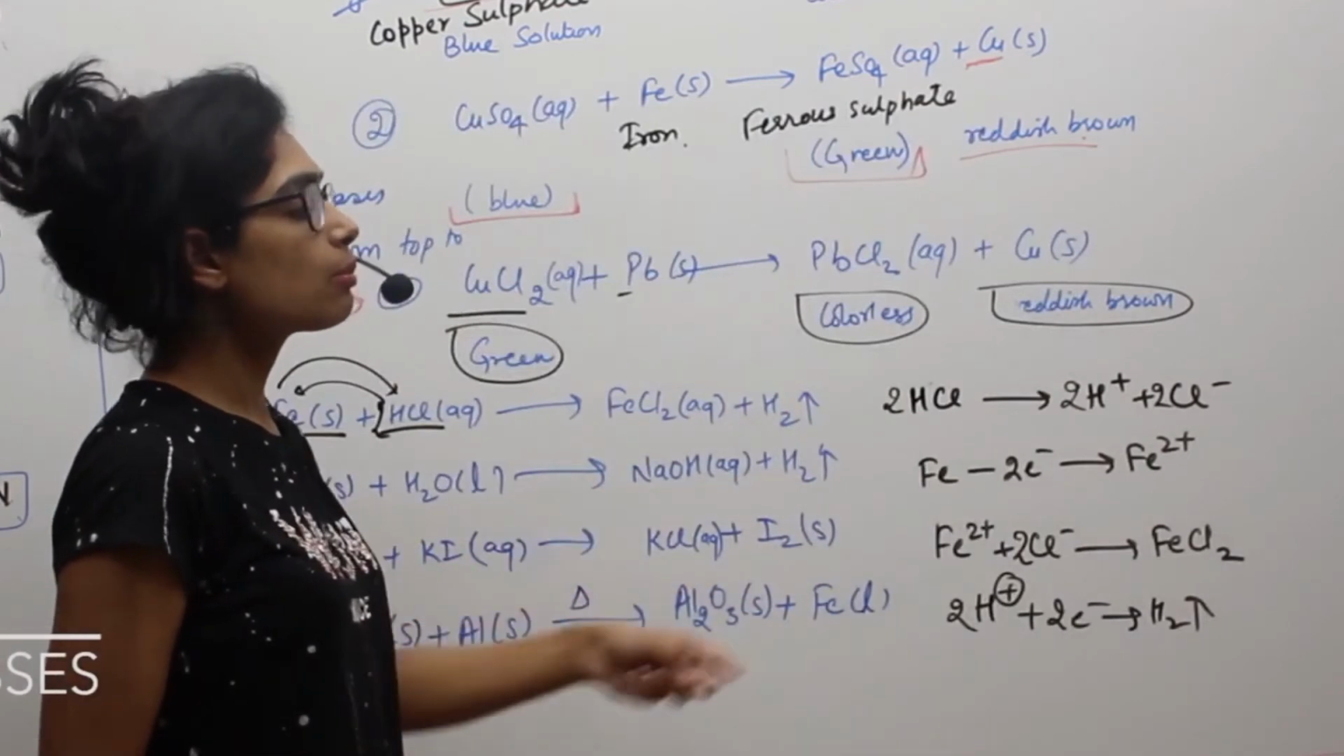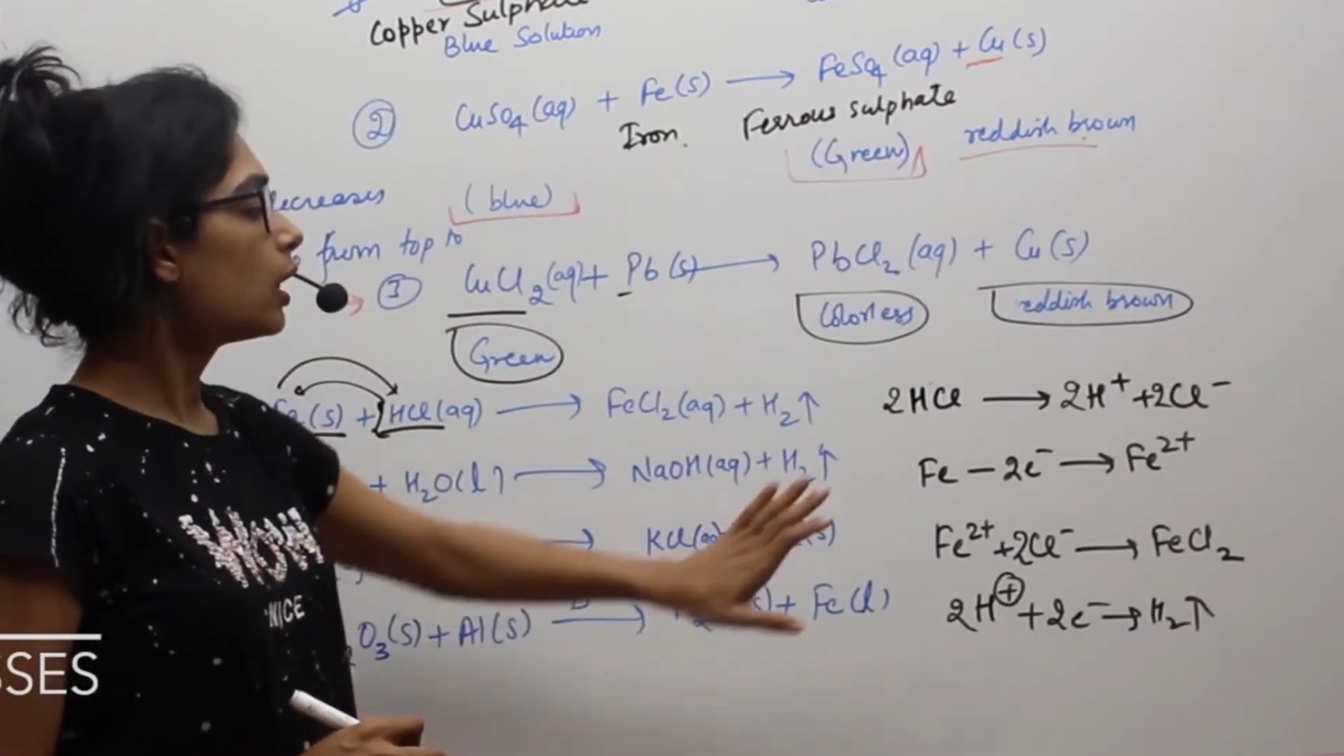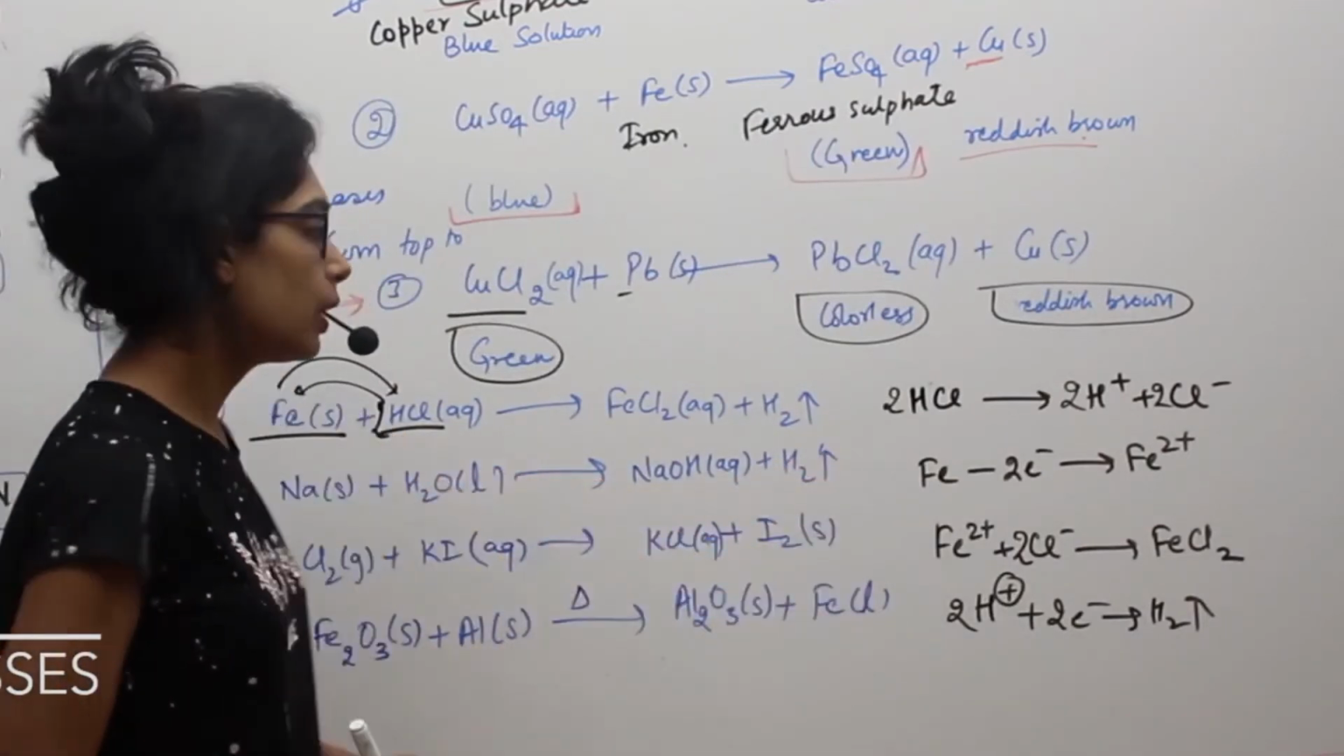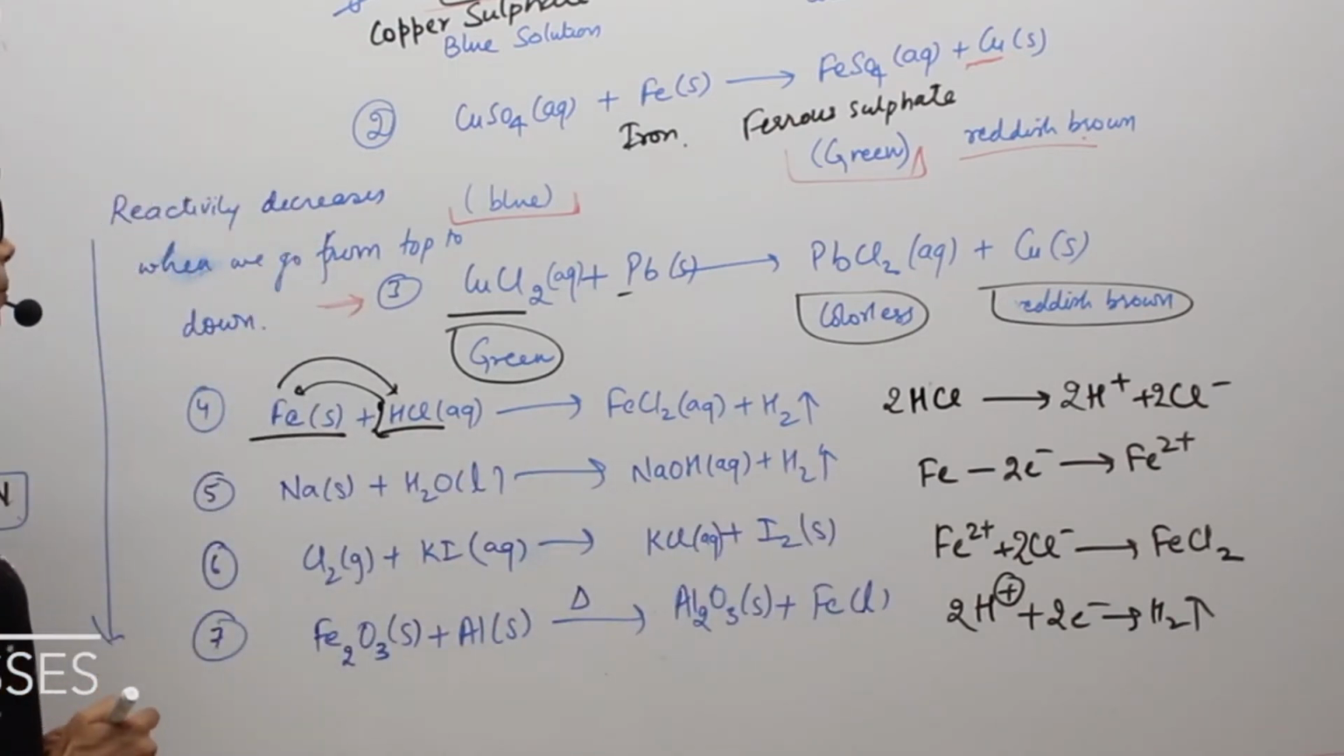So they ask you sometimes to do the balancing of an ionic equation. That's how you have to do it. Okay. Now come to the next example.